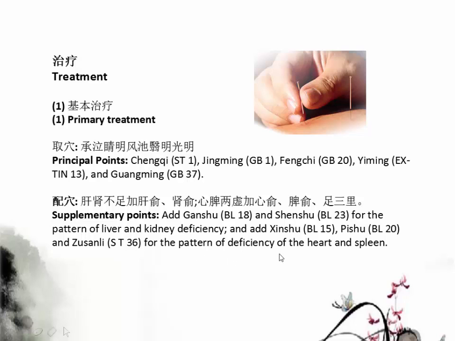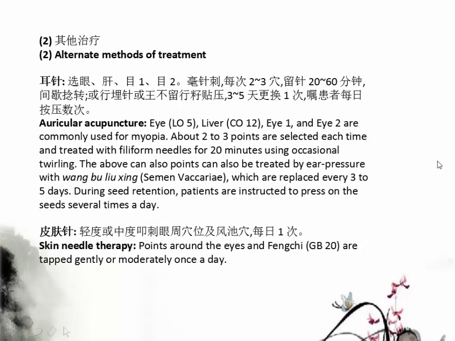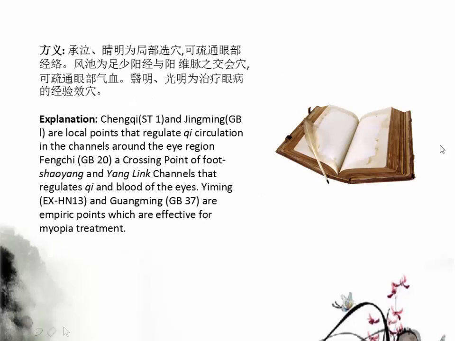For extra points, if there's kidney and liver deficiency, we use back shu points. For the pattern of liver and kidney deficiency, back shu. For heart and spleen deficiency, we use back shu points of heart and spleen. UB 15, UB spleen is 20, right? And stomach 36, major tonifying systemic point. All right.